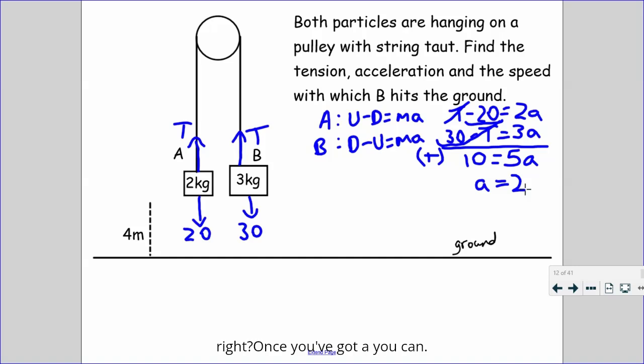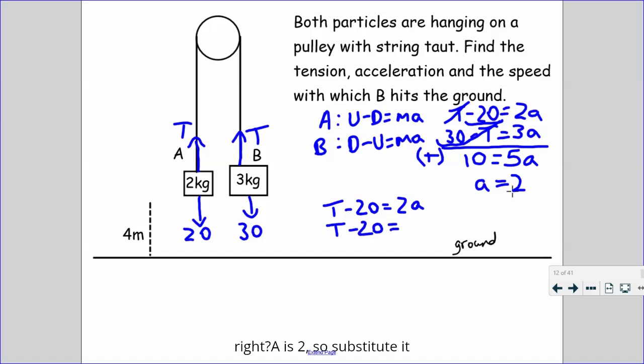Right, once you've got A, you can find your tension by substituting into any of the equations, right? So if you choose the first one, A is 2, so substitute it into the A here. 2 times 2 is 4. T equals 24.